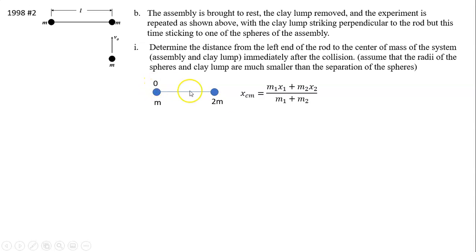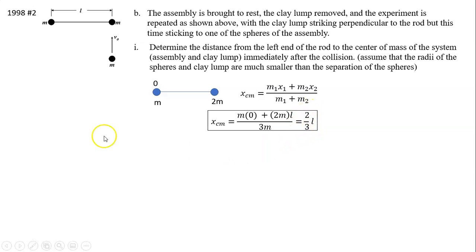So left is 0. And here is the equation for the center of the mass. And simply substitute everything in. M times 0 plus 2m times L divided by the total mass. So the center of mass is 2/3 L.